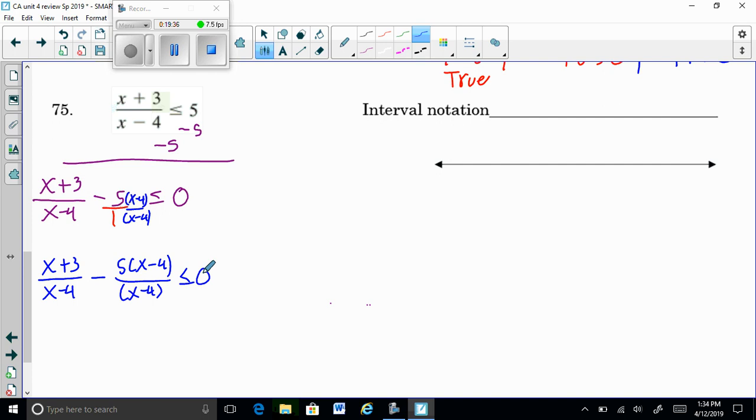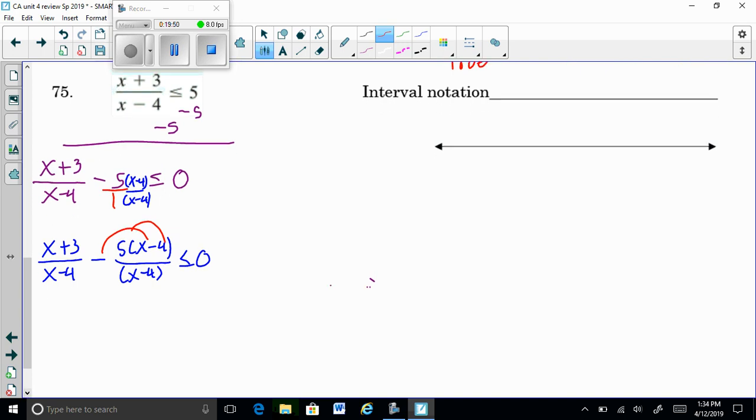And so now what we can do is bring this together. Now you'll have to be careful. When I bring this together as a single fraction, I need to distribute that -5 to both parts, and so the negative included. If I don't do that, then that's going to cause some issues. So I should end up with x plus 3 minus 5x, and then that turns into a plus 20, all over x minus 4, which is less than or equal to 0.